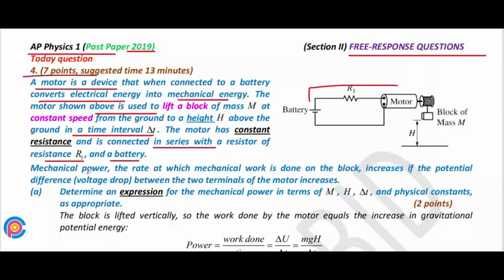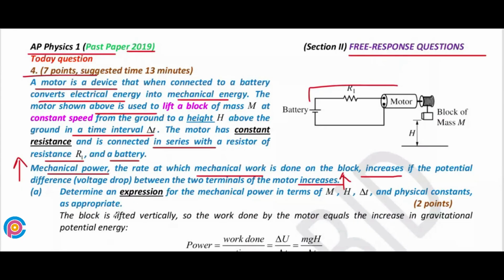The mechanical power, the rate at which mechanical work is done on the block, increases if the potential difference, or voltage drop, between the two terminals of the motor increases. That means mechanical work or mechanical power is increased when the potential drop across the motor is increased. That's the info given.